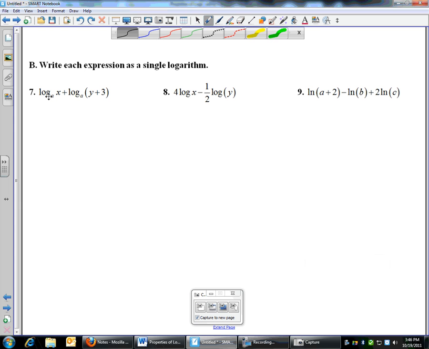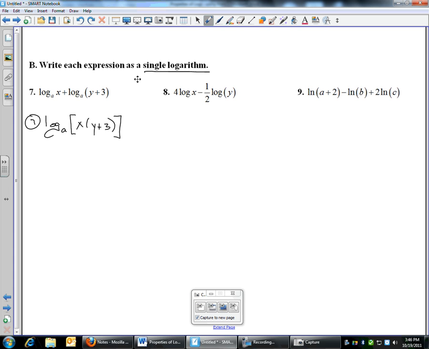In the opposite direction, we are adding these. We want to combine them into a single logarithm. Remember, if you're adding two logs, then that came from multiplication. So for number 7, I'll throw those together as log base A of, instead of x plus all that, x times y plus 3.